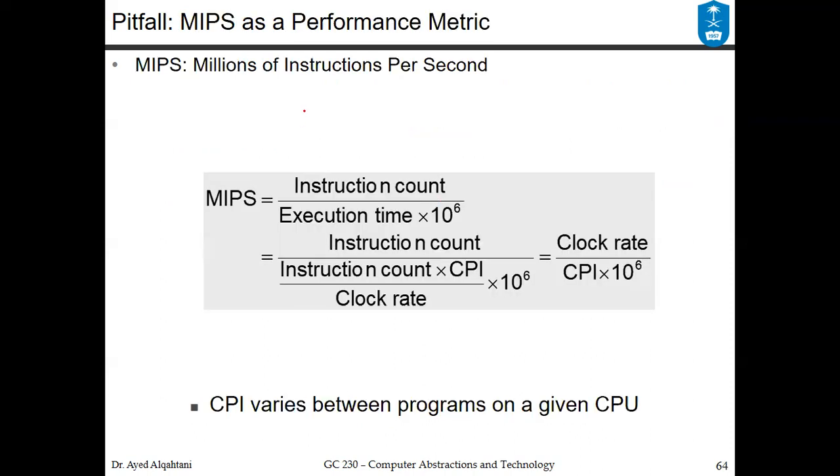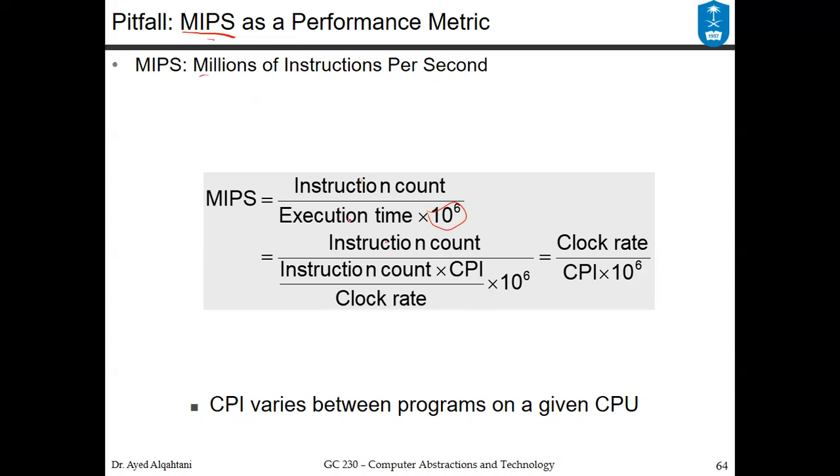Now, another pitfall is taking the million instructions per second, which is the MIPS, as a performance metric. This could cause troubles for you. The MIPS is actually the instruction count divided by the execution time multiplied by 10 to the power of 6, because this is a million, and we are looking for how many millions of instructions per second.